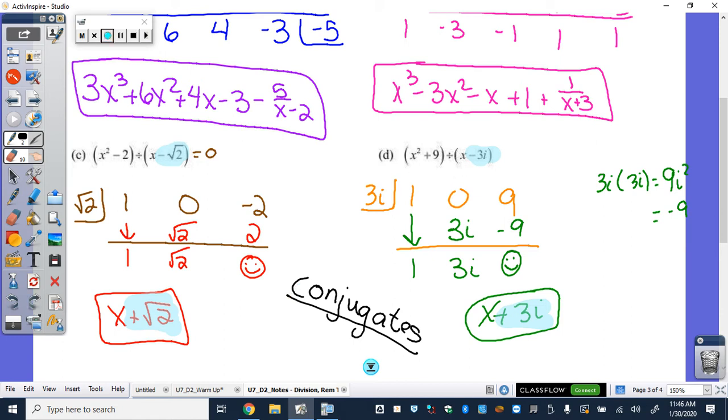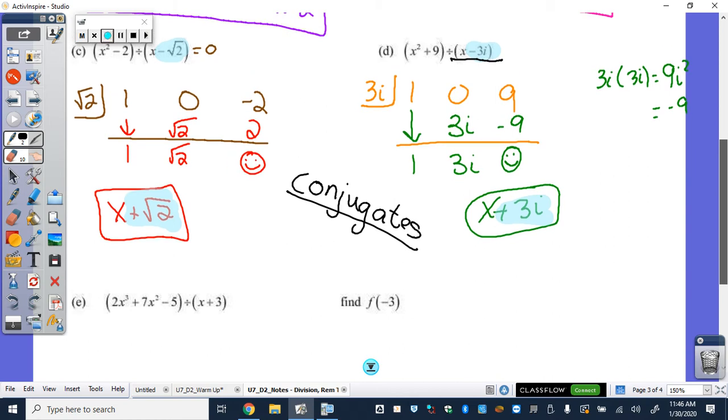So the fact that one of our factors here was x minus 3i, I already knew the other one was going to be x plus 3i. I just had to have the correct work to show me how we got there. Same thing with this. Since this one was here, I already knew that the other one was going to have to go there because they're conjugates. Can't travel alone.